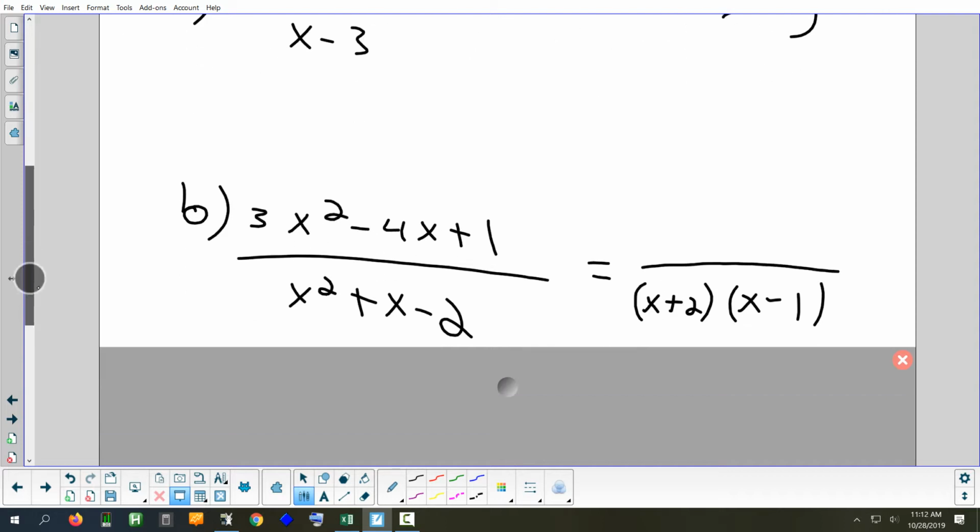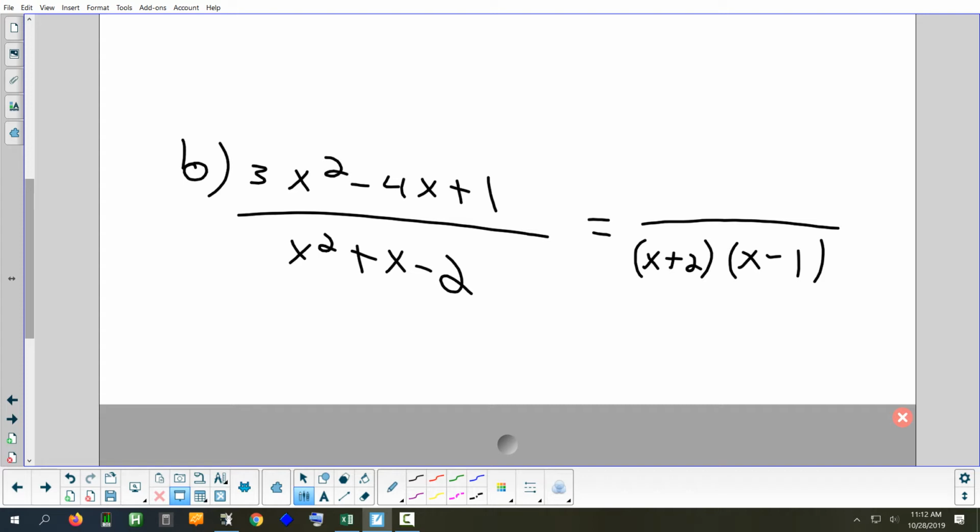So, what's my domain on this one? Let's say it in words and then we'll write it using the U symbol. We'll do that after. Chris? Everything except -2 and +1. Yes, all reals except -2 and 1. Or, if you want to write it as an interval, you're going to need 3 of them.